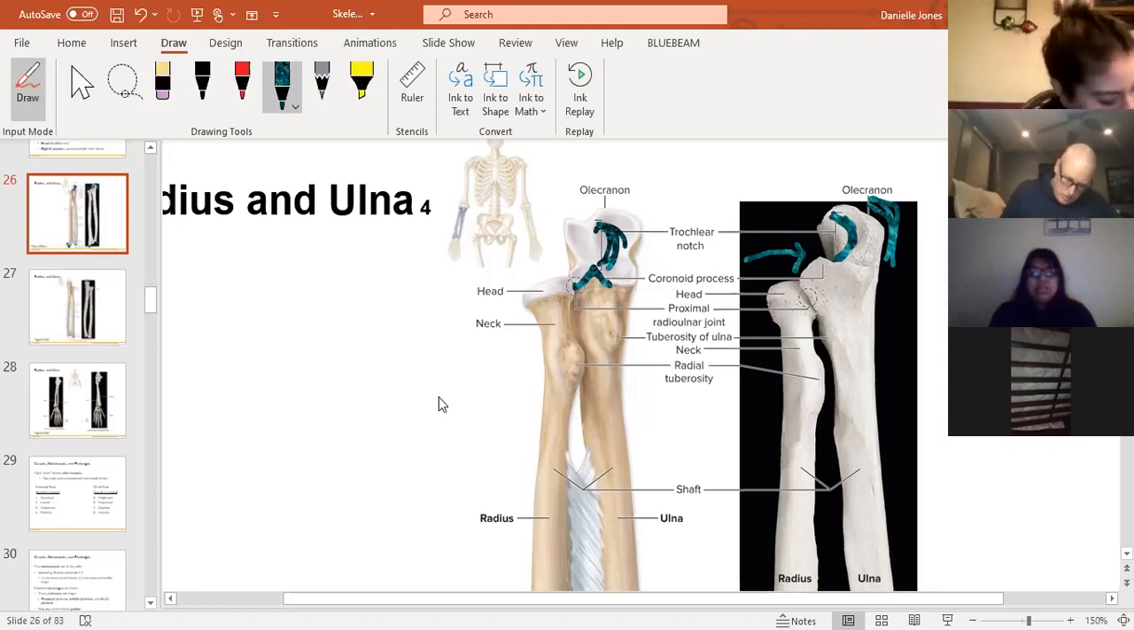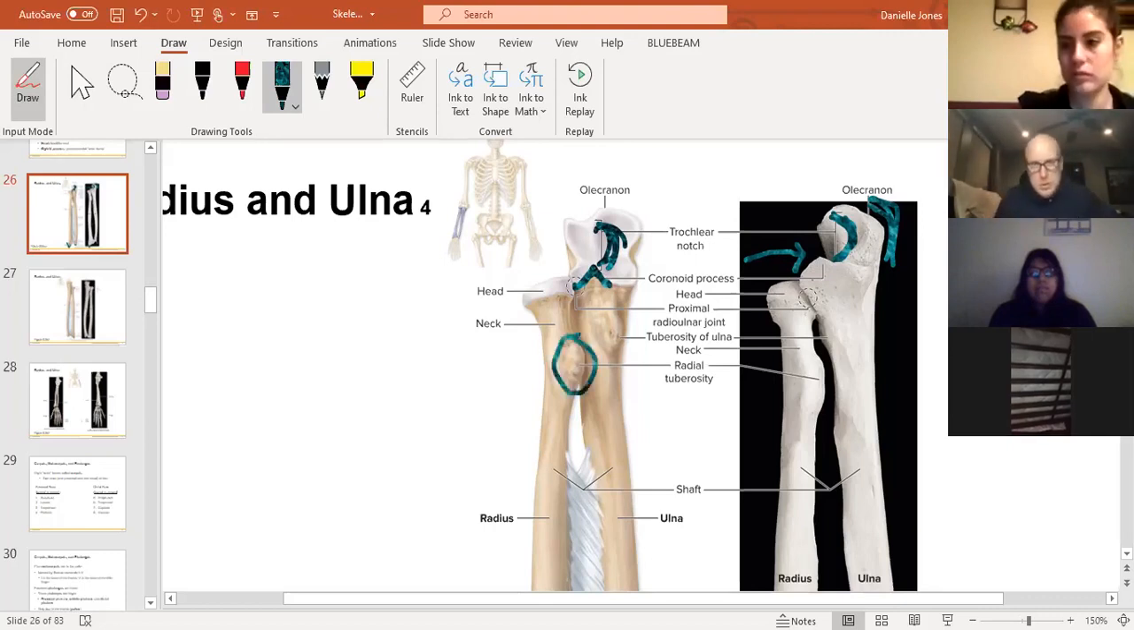Next structure, bumpy patch. What's a bumpy patch or a rough patch? Tuberosity. Yes, tuberosity. So a tuberosity, that's this right here, and we can see it right there.